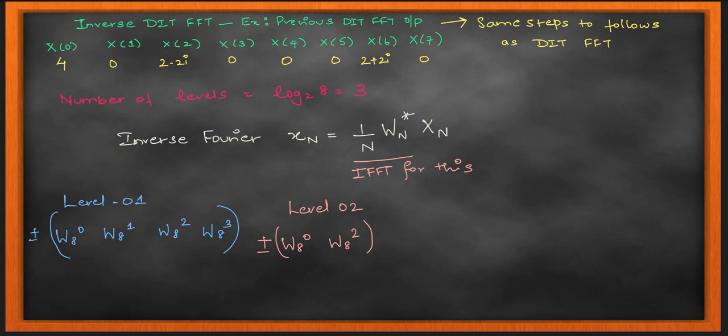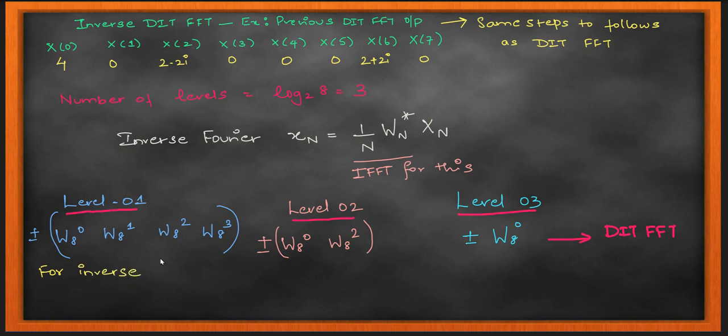Good. So as we have seen, in the 3 levels of decomposition, at the stage 3 towards the output, I had plus or minus W8^0, W8^1, W8^2 and W8^3. And then the middle level was plus or minus W8^0, W8^2, and towards the input sequence side, I had plus or minus W8^0. And now I'm going to write its complex conjugate. So for my inverse, I'm going to just use this conjugate, and these conjugate values are going to be W8 conjugate 0, W8 conjugate 1, and so on.